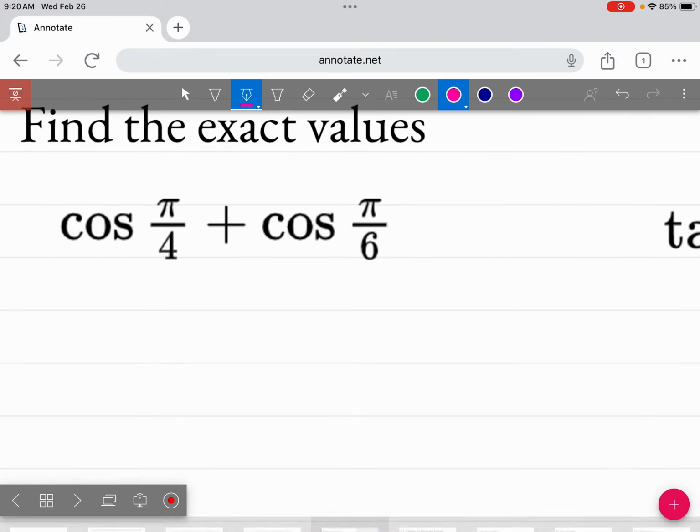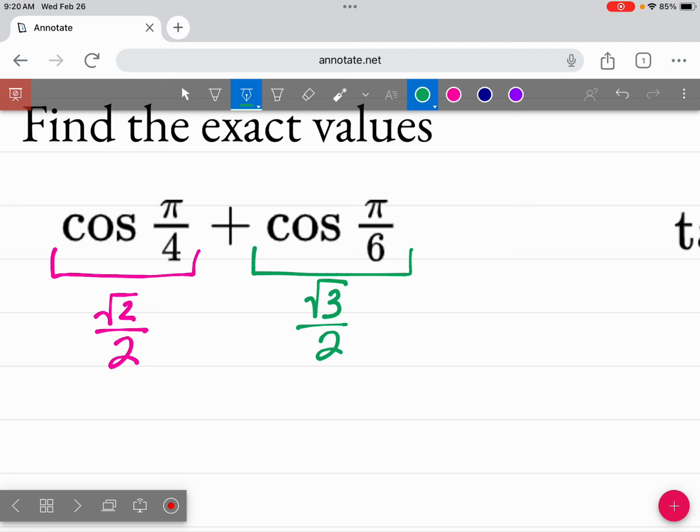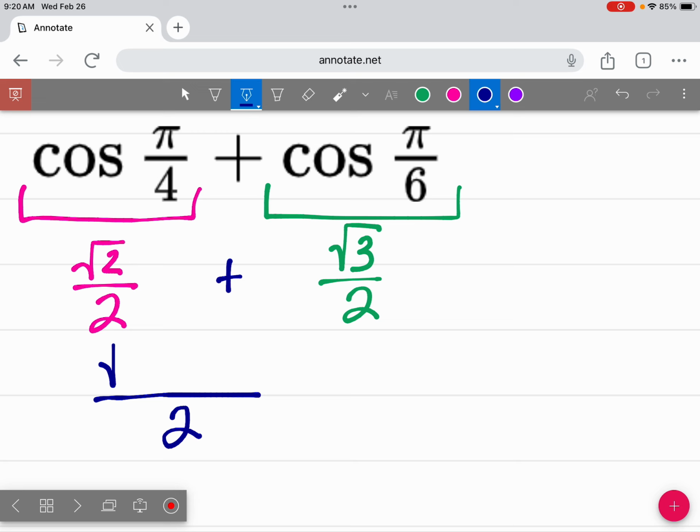Those should be values we know. Cosine of pi over 4 is what? What is cosine of pi over 4? Root 2 over 2. What is the cosine of pi over 6? Yeah, it's our root 3 over 2. So they've asked us to add these two things together. So we have that common denominator of 2. I have square root of 2 plus square root of 3.